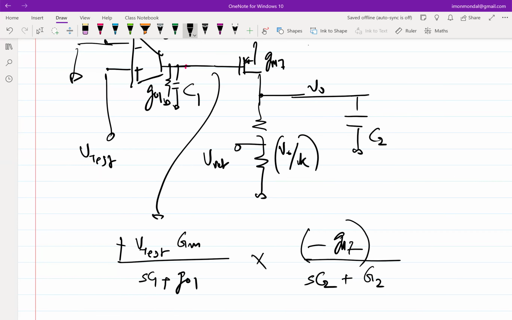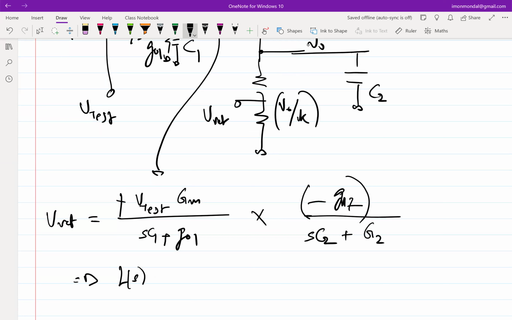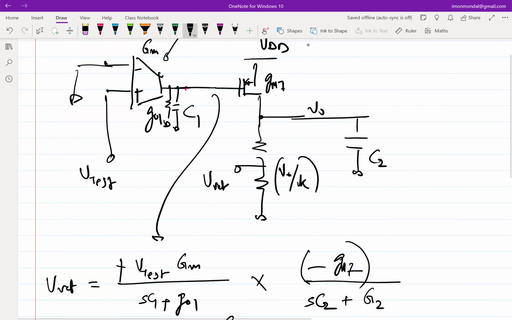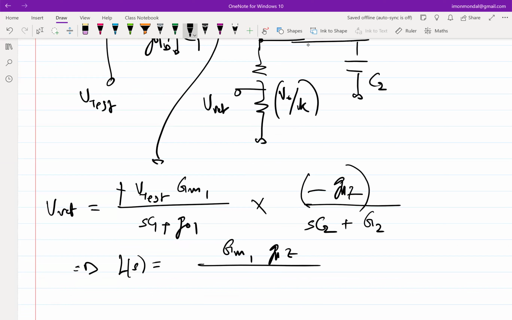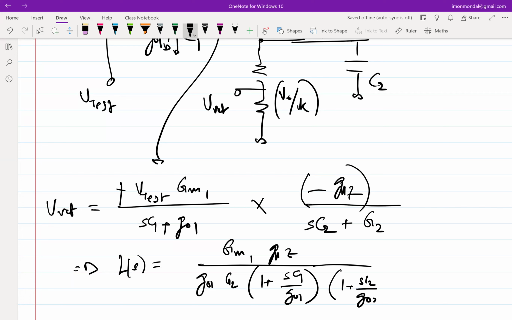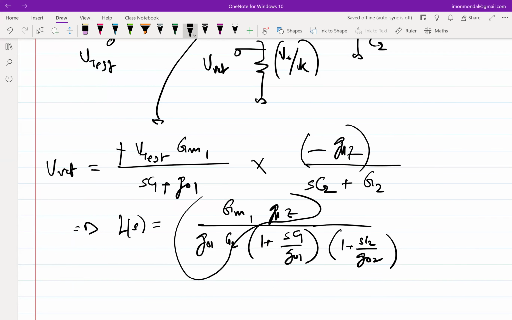which means your L of S is GM, let me call it GM1, GM7 by, if I take out the G01 and G2, 1 plus G01 over 1 plus SC1 by G01 times 1 plus SC2 by G02. Okay, so this is the DC gain.